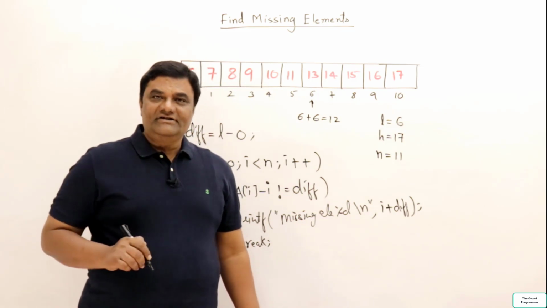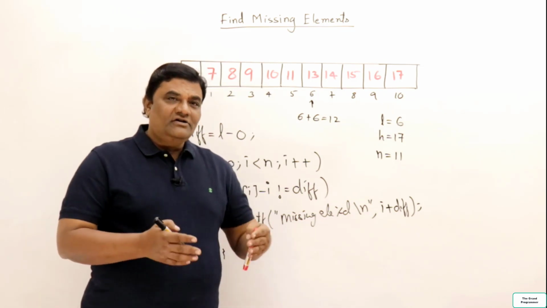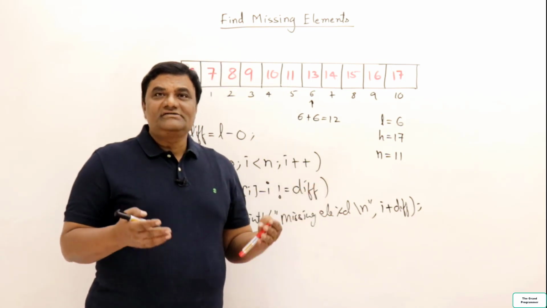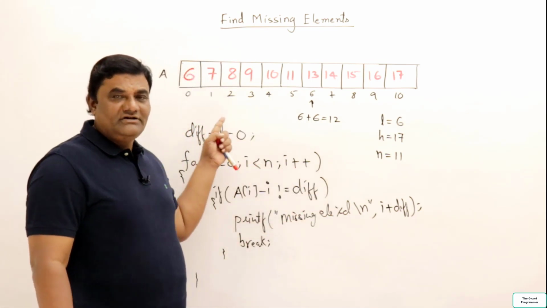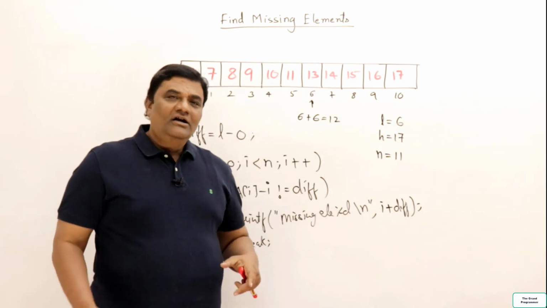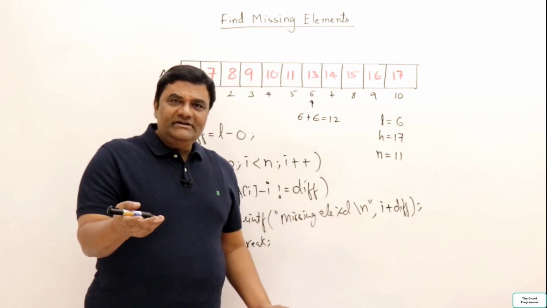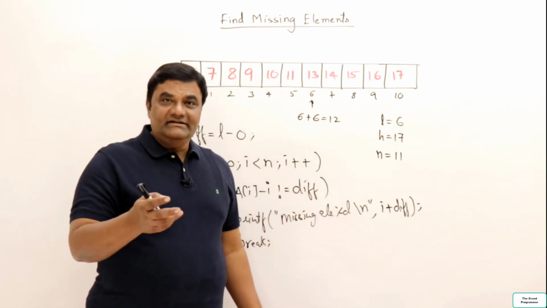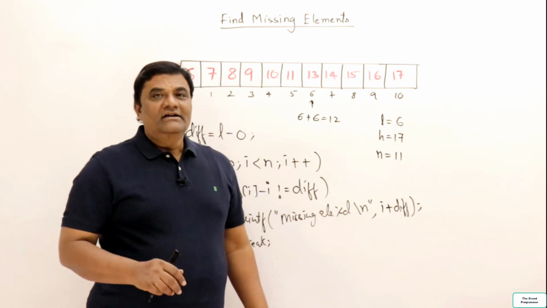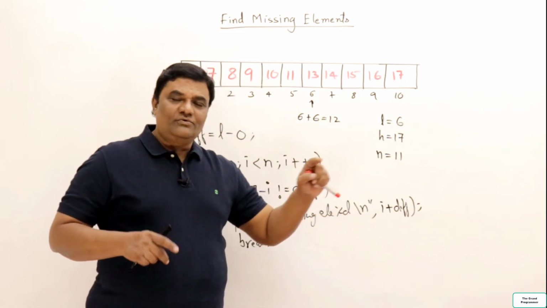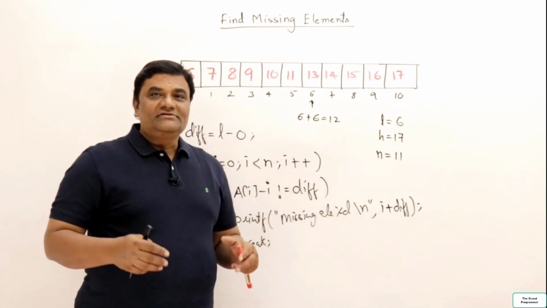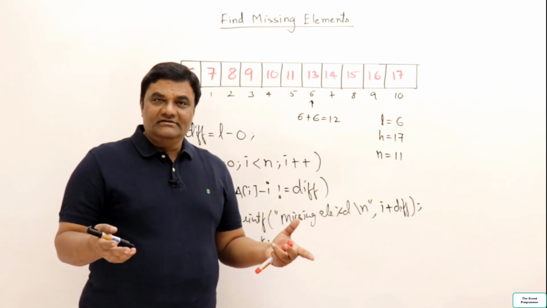What is the time taken for this one? The time depends on the amount of work we are doing. So what is the work we are doing? We are scanning through the elements in an array. How many elements are there? Some number of elements. What is that sum? N. N elements are there. How many times are we scanning through? Only once. So the time is order of N.